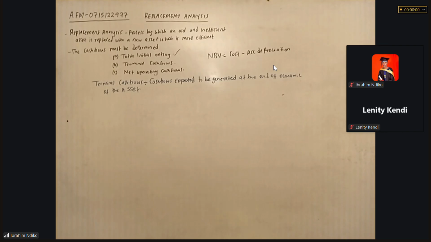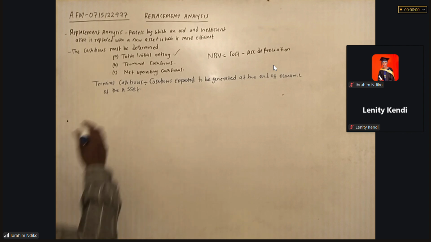So the cash flow that we expect at the end of the useful life of that asset is what we call the terminal cash flow. Make sure you underline the words "at the end" of the economic life. The benefit that we expect to gain when we have used the asset and we are ready to dispose of it is called the terminal cash flow. This is the format.